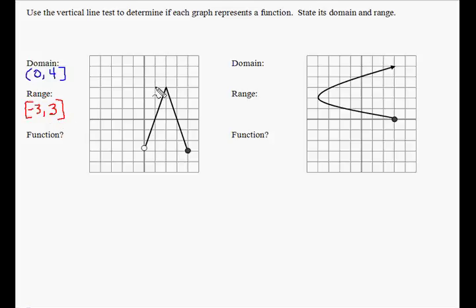Does this pass the vertical line test? Any vertical line you draw, does it cross the graph once and only once? And yes, everywhere that I draw a vertical line, it will only touch once. So this is a function.